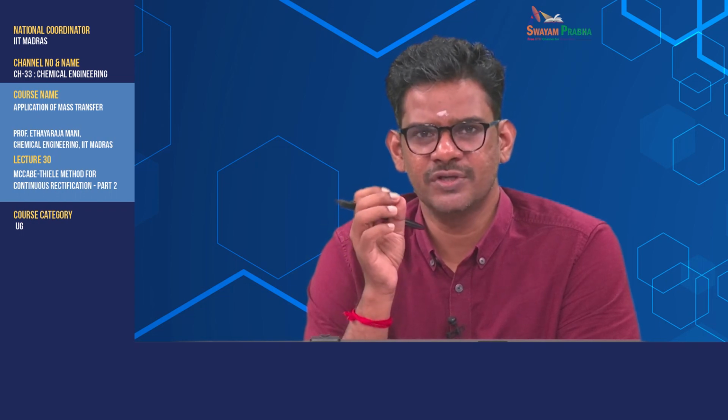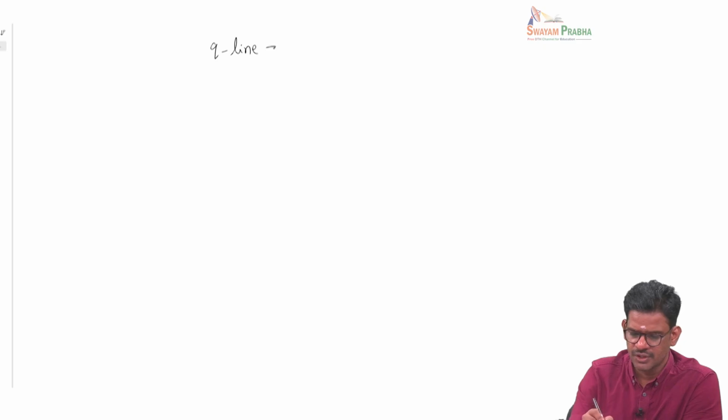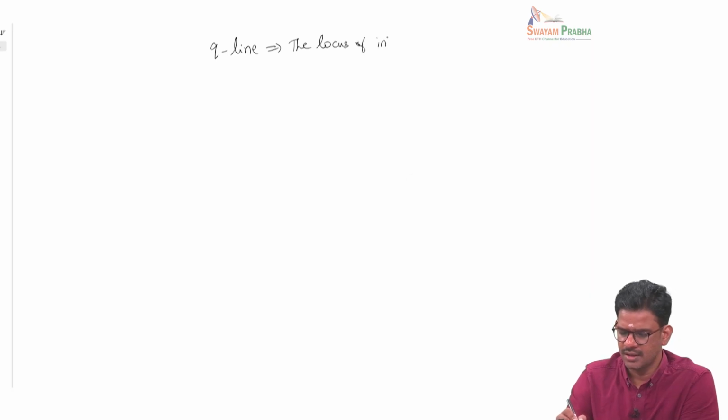So now the next task for us is to look at the possible points at which the two operating lines can intersect. This basically leads us to the discussion of the Q line. So the Q line is basically the locus of intersection of the enriching and exhausting section operating lines.